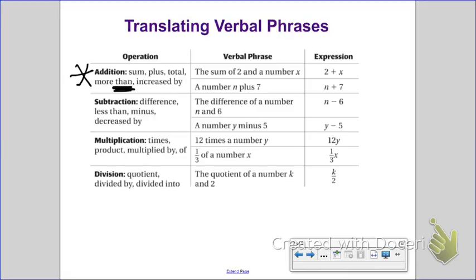And finally, division. Quotient is a common one, but we also have divided by, divided into. The verbal example gives us the quotient of a number k and 2. There aren't any switch words, so since k came first in the sentence, that is going to be on top of the fraction with 2 in the denominator.